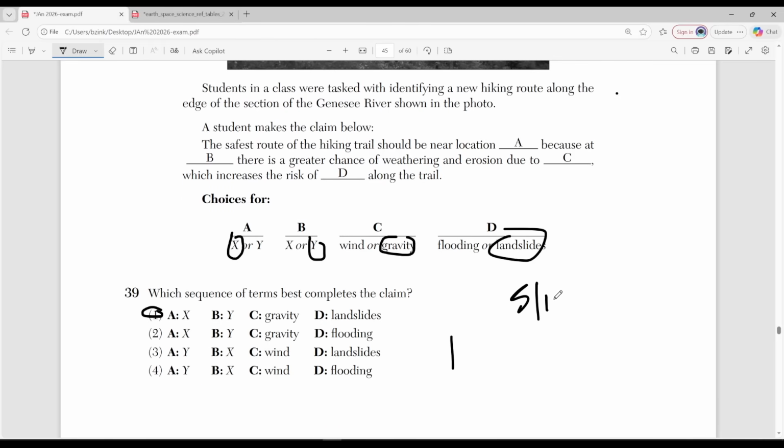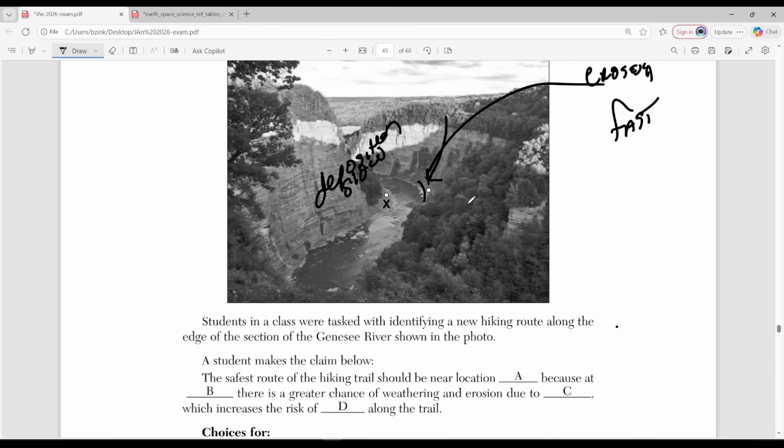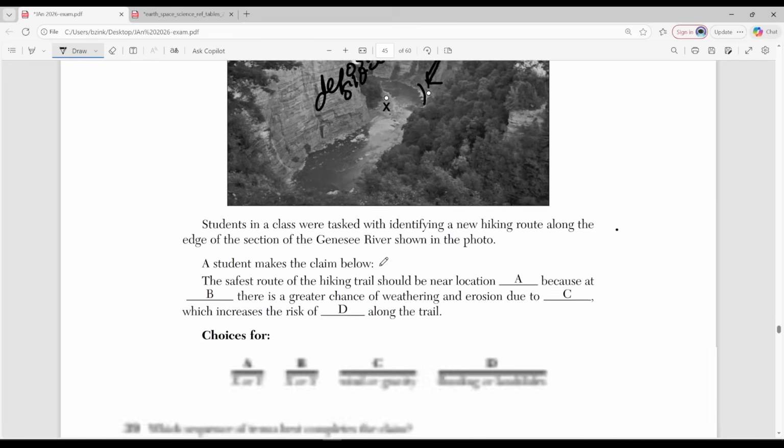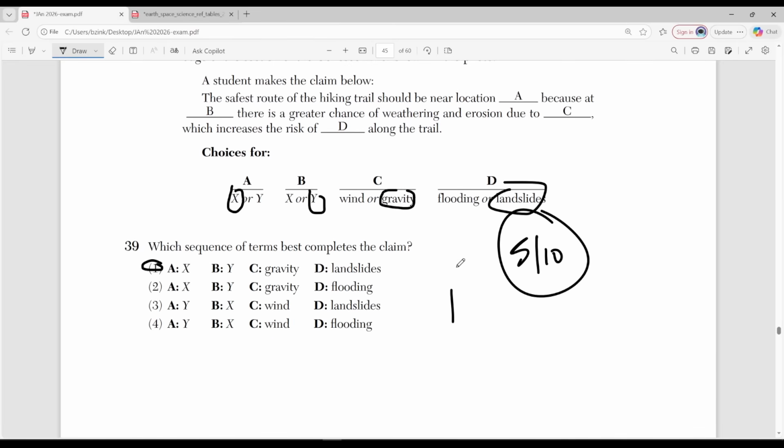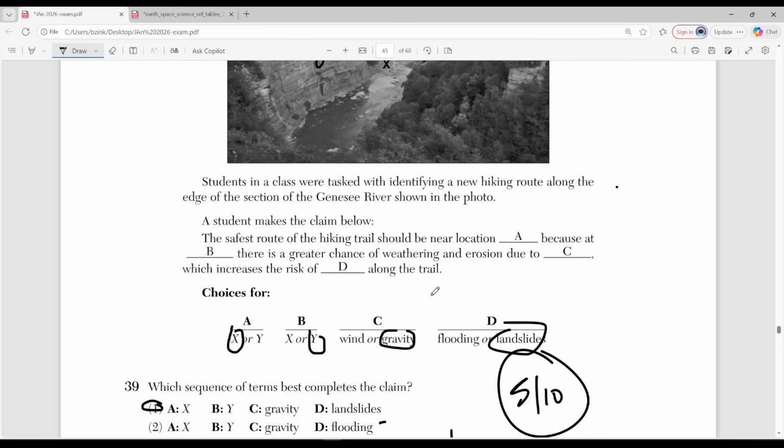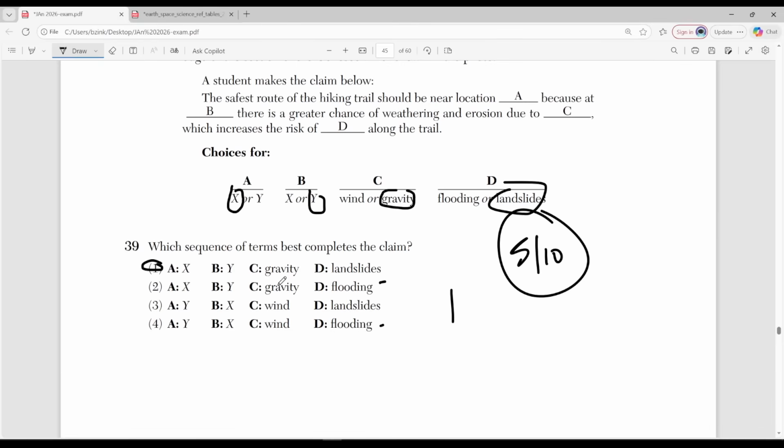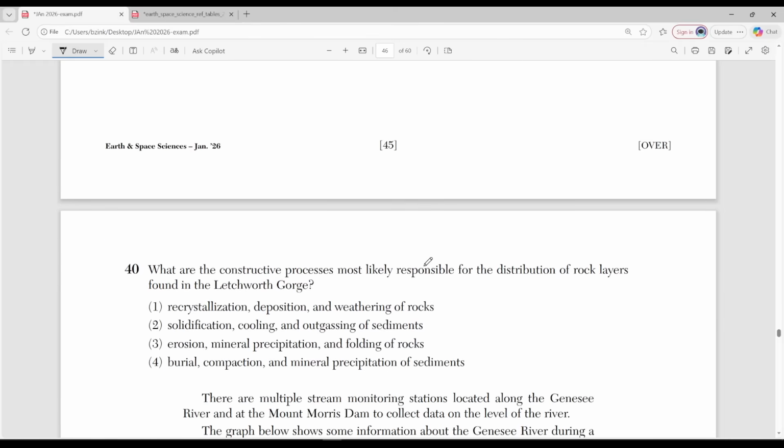I would say this is 5 out of 10. It was kind of easy, but I also have a lot of background knowledge. So I'm trying to rate it for a kid. I would say it's probably a 5 out of 10, because some kids are going to pick flooding right when they see this picture immediately. Some kids will eliminate, and then they might pick... I don't know. I would just say they're going to pick flooding.